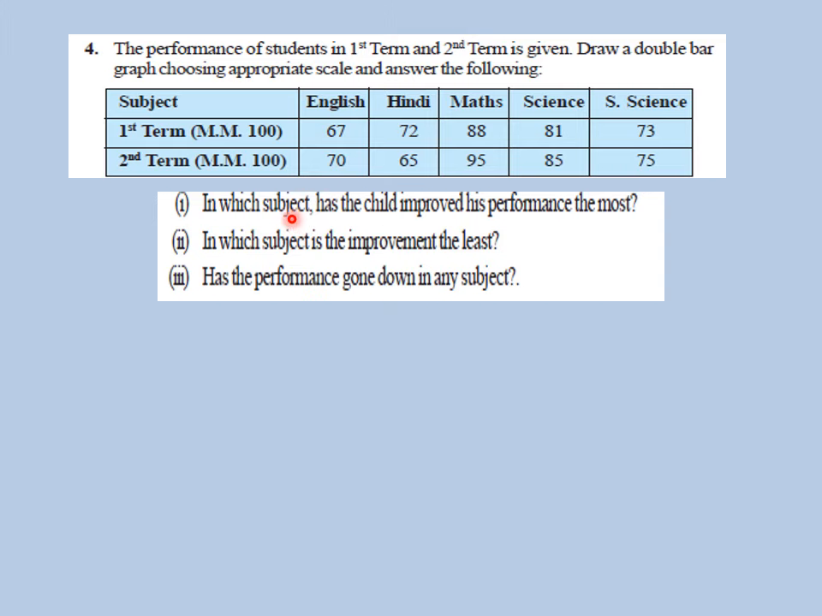So let us read the question. In which subject has the child improved the performance most? In which subject has he improved least? Has the performance gone down in any subject? By looking at the bar diagram, we can easily decide about all these aspects.